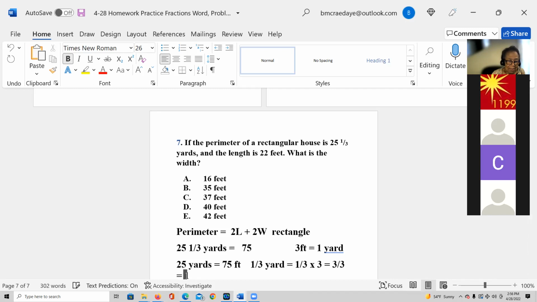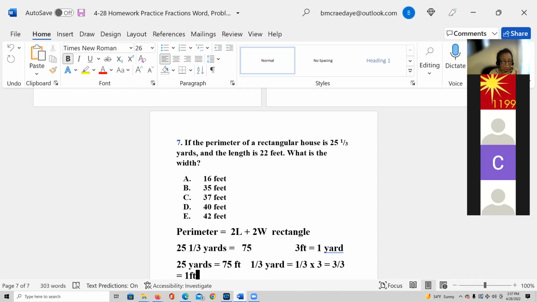That's not the math. Guess what? You multiply the fraction. It's just the same like, if 3 feet is 1 yard, 1/3 of a yard is 1/3 of 3 feet, which is 1 foot, and that's one.